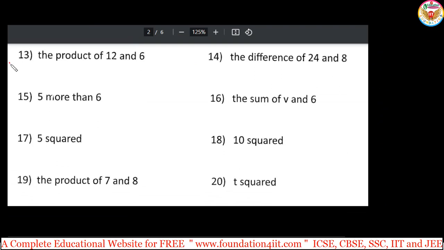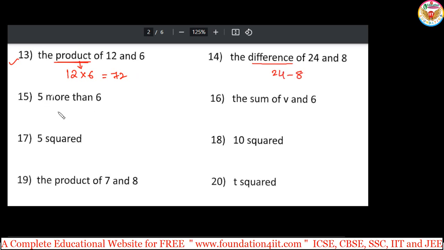Okay, here is the product of 12 and 6. The product means multiplication of what? 12 and 6. So 12 times 6, this is the product of 12 and 6. Okay, that is the value 72. If you multiply 12 into 6, remember, product means multiplication. Difference we know, subtraction. 24 minus 8.